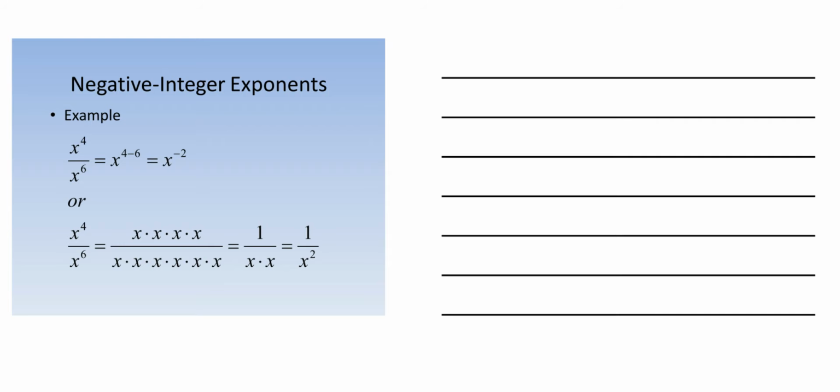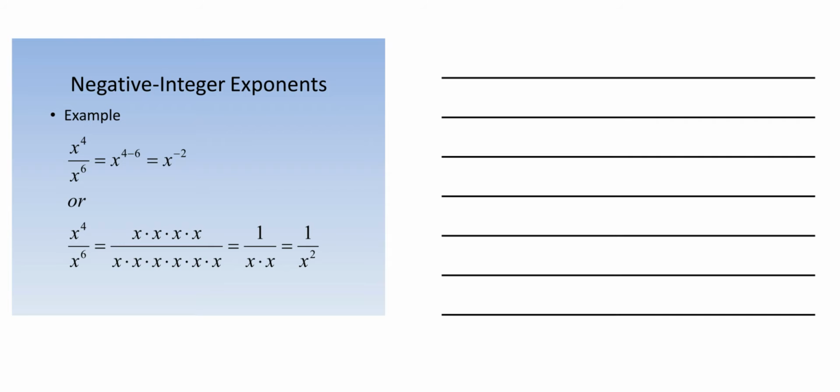Meaning, you are subtracting the top exponent minus the bottom exponent in this case. So it becomes x to the 4 minus 6, which gives us negative 2. Well, it's kind of hard to see, right? Because there's a negative 2 on there. We're not particularly fond of negative exponents. It seems to make our lives a little bit more challenging. So we try to avoid having negative exponents.